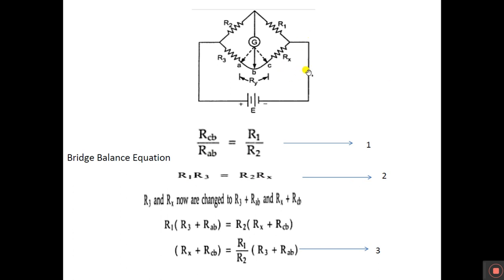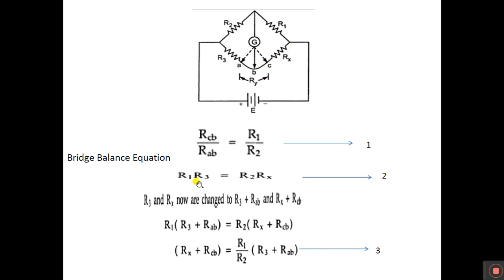In the similar case, here also if the bridge is balanced, then R1 R3 equals R2 Rx. Now this R3 and Rx are changed to R3 plus RAB and Rx plus RCB as per this diagram. I repeat once again, this R3 changed as R3 plus RAB and Rx changed as Rx plus RCB.